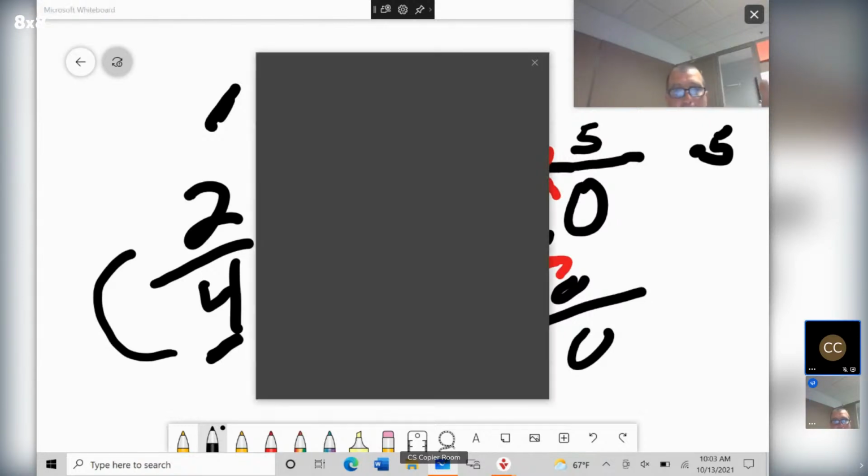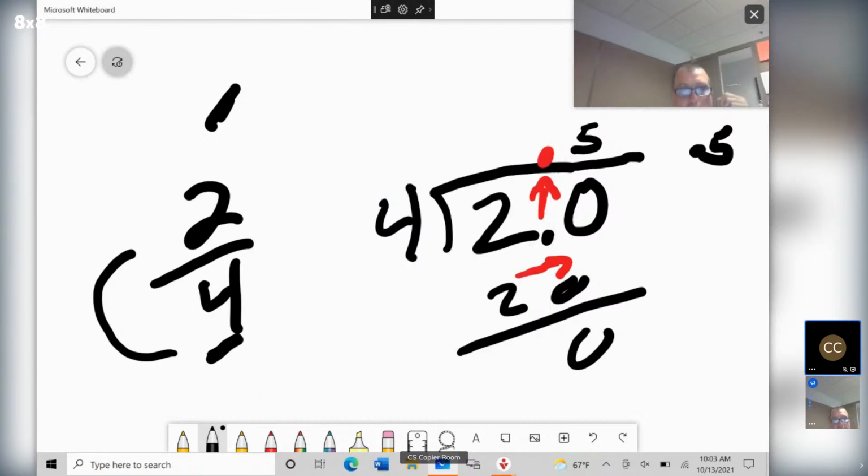And it's really that simple, you guys. All we're going to do is divide the denominator into the numerator. But the biggest thing is we've got to make sure we put a decimal, and the zeros are always to the right of the decimal. So let's do another one here.